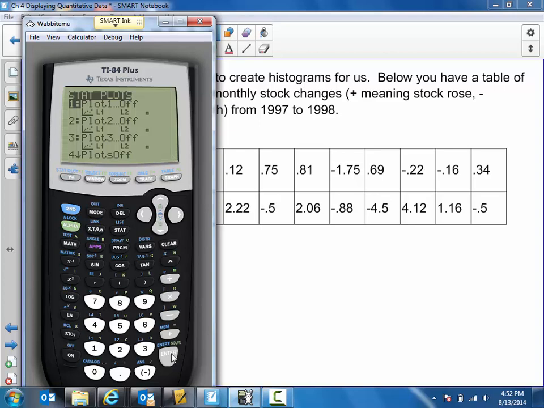All right, from there, we're going to go second Y equals to hit the stat plot. And thankfully, this looks like it's set to the defaults right now. None of the stat plots that we would want to have are on at the moment.